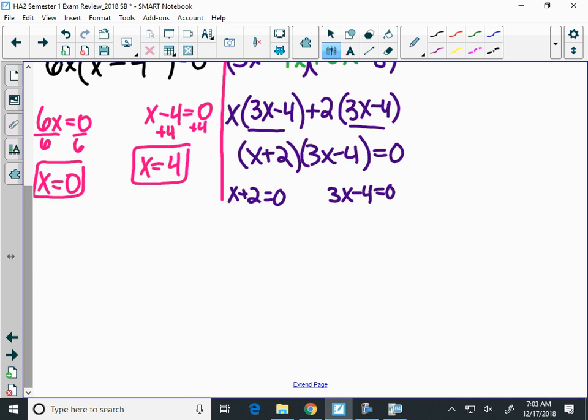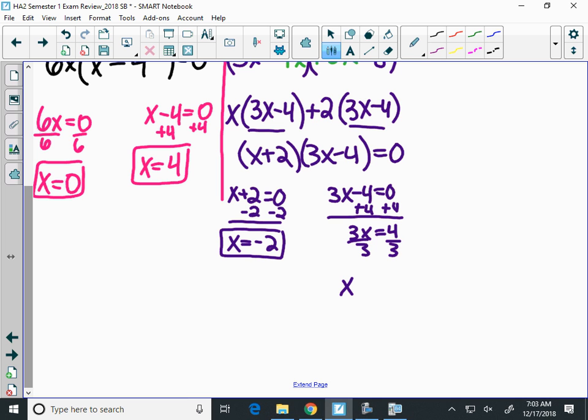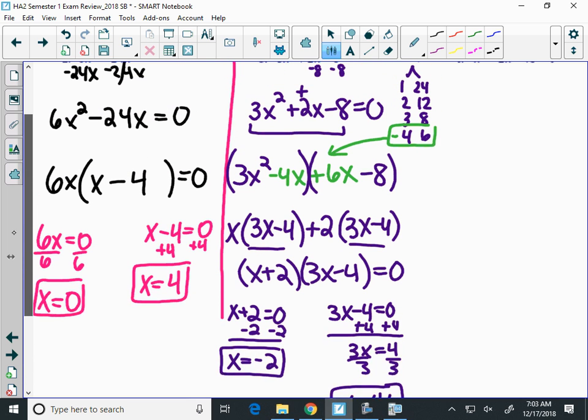All right, when you do that, you'll subtract 2 from both sides, so you'll get a solution of negative 2. And here you would start by adding 4. So you have 3x equals 4, divide by 3, and the other solution is 4/3. So that's reviewing split the middle, which we did back in Unit 1 on the review, and also solving by factoring.